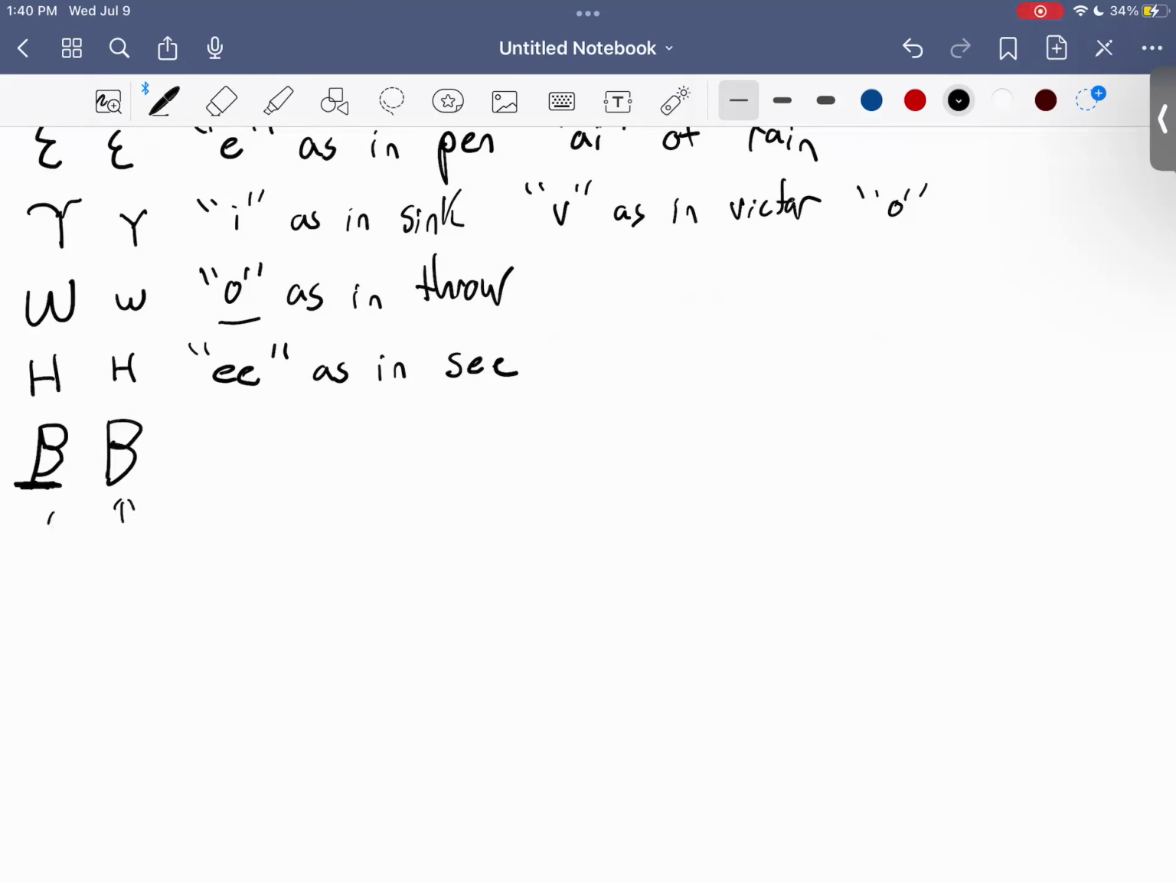This is the uppercase. This is the lowercase. It has a little thing underneath, not drawn to scale. This will have two cases. It's going to make a V as in Victor, or it's going to be B as in boy. And again, it depends on the position and the type of word.